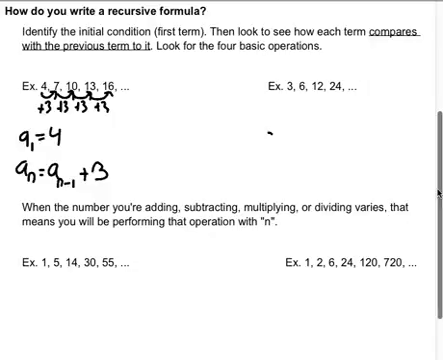Well, what about this next one? Well, I'm starting with 3, and now I need to see, what am I doing to go from term to term? Well, this time, it looks like I'm multiplying by 2. How do I represent that? Well, I'll take my previous term, and I just multiply by 2. Okay, so actually, I think they're pretty easy to write. The thing you just have to absolutely remember is to write it in terms of n minus 1, and then do whatever you need to do between the terms. Okay?